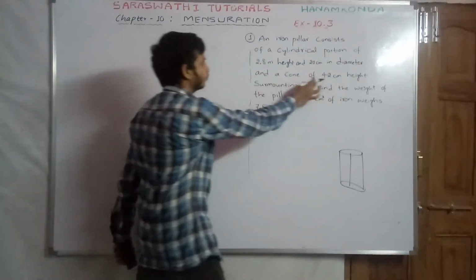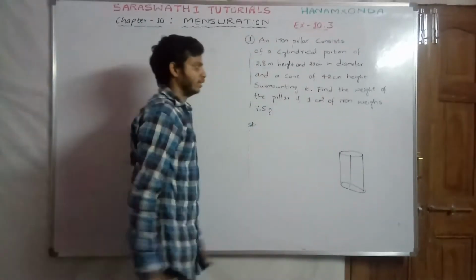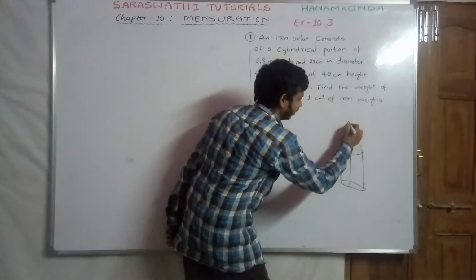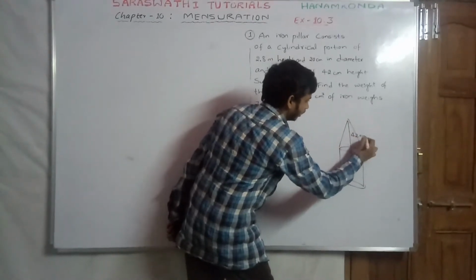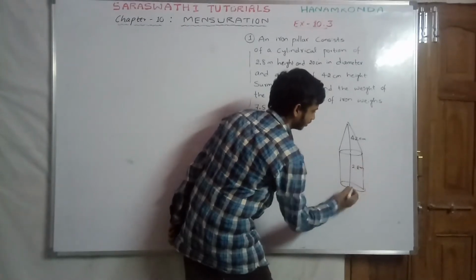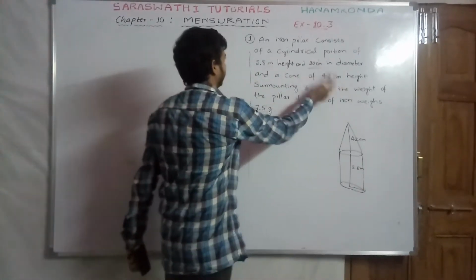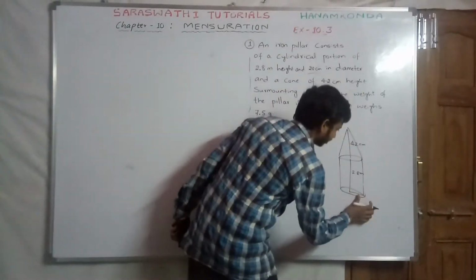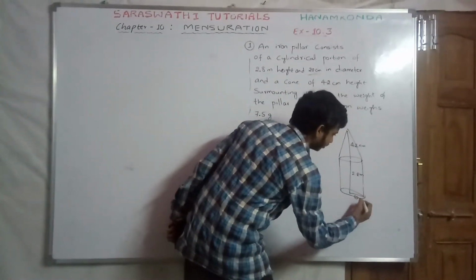Okay, and a cone of 42 centimeters height surmounting it. That means a cone of height 42 centimeters is surmounting the cylindrical portion. So the height of the cone is 42 centimeters, the height of the cylinder is given as 2.8 meters, and the diameter of the cylinder is given as 20 centimeters. So the diameter is 20 centimeters, that means the radius is half of the diameter, that means the radius is 10 centimeters.